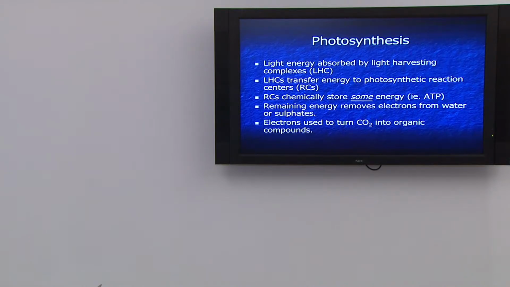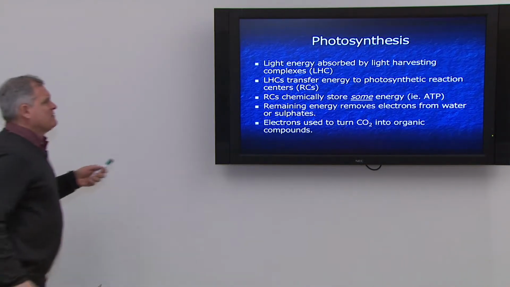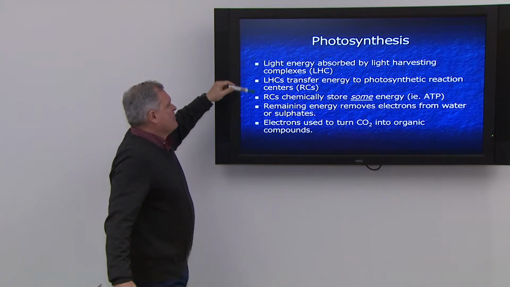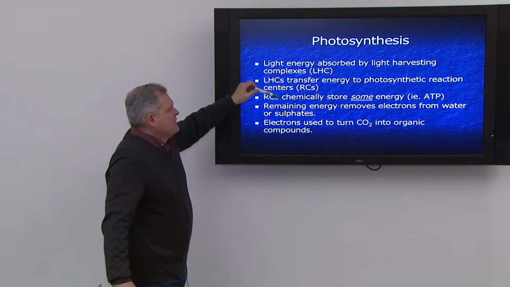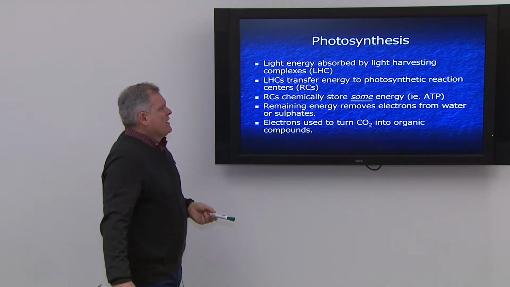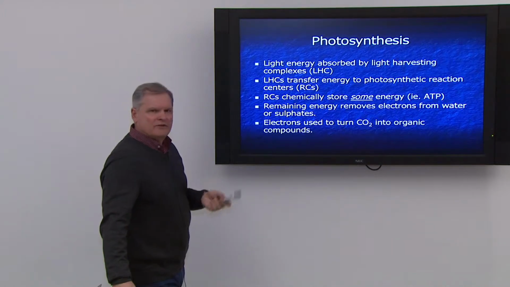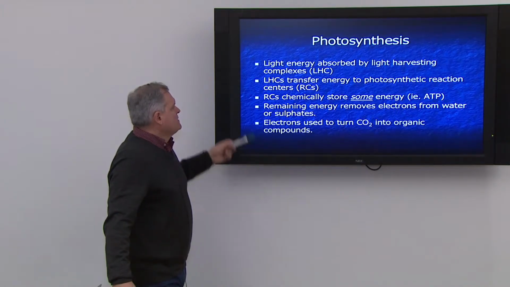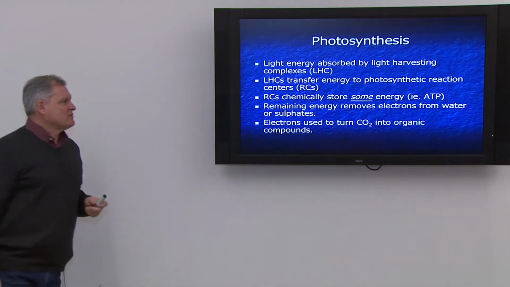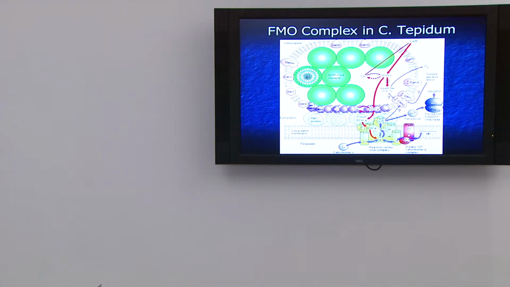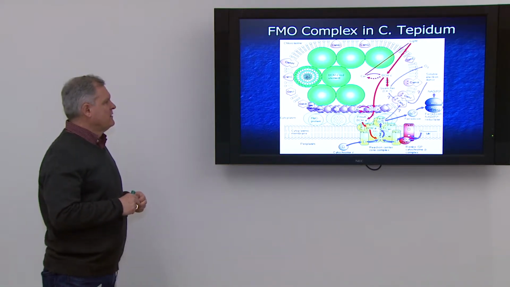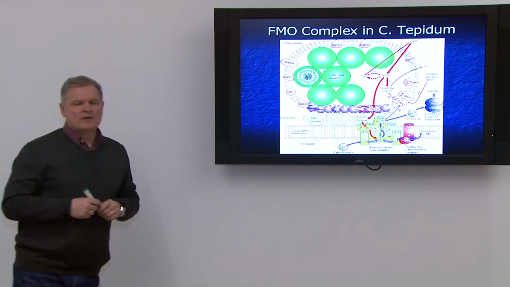so you have light energy being absorbed by light harvesting complexes, and light harvesting complexes transfer this energy to photosynthetic reaction centers, and then they can store this energy, and some of it can be converted into ATP, once again biological energy quantum, and the remaining can be used to remove electrons from water molecules, and so on. That's a cartoon of that called FMO complex, where things happen in terms of photosynthesis.